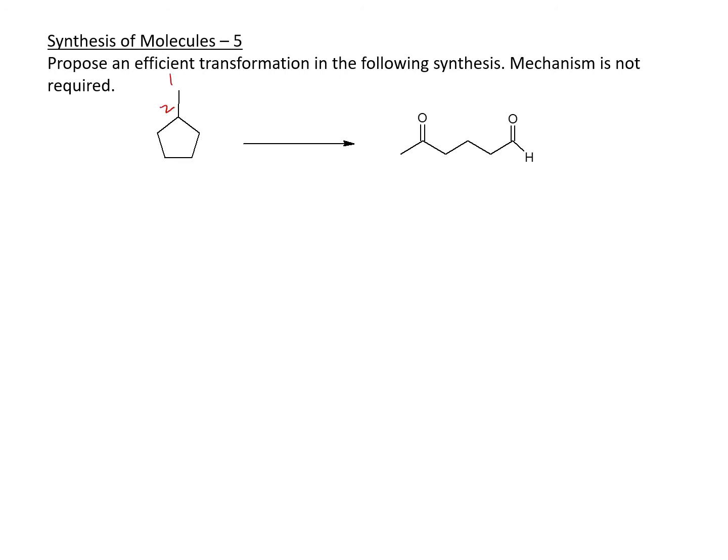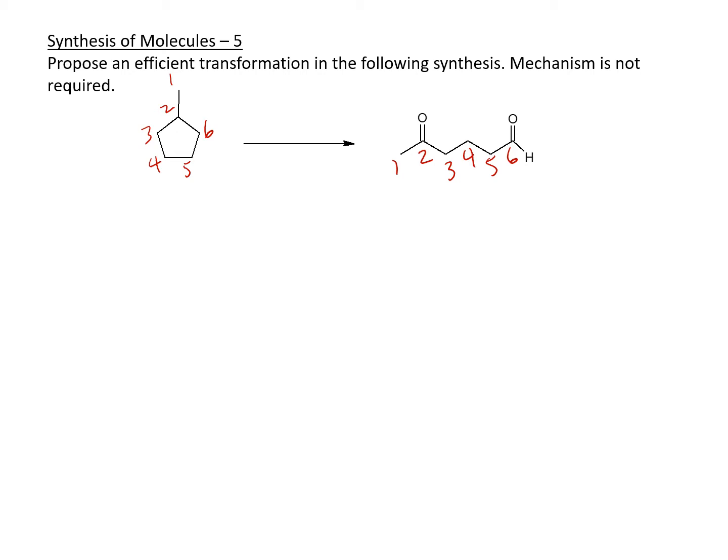So 1, 2, 3, 4, 5, 6 carbons here, and 1, 2, 3, 4, 5, 6 carbons on the right. So if our carbon numbers are the same, then we are completely fine. We don't have to worry about adding or removing any carbons.